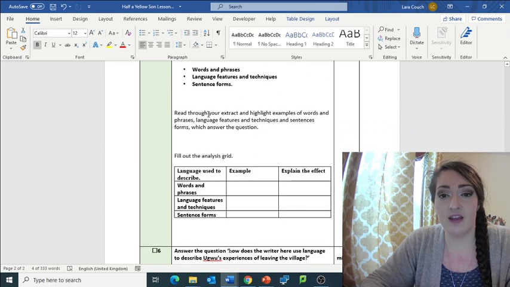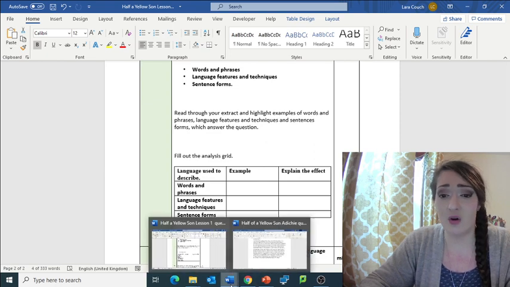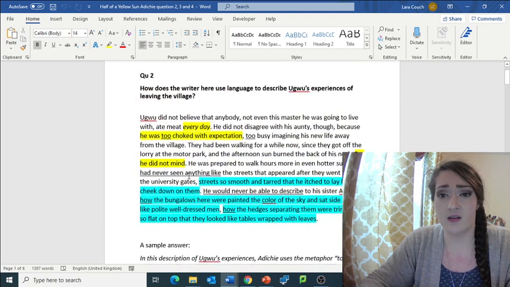So we've covered that. Read through the extract and highlight examples of words, phrases, language features and forms that you find interesting. It will probably help if you have a copy of this printed out. If not, don't worry about it. So let's have a look at one I started doing. So this is the section.